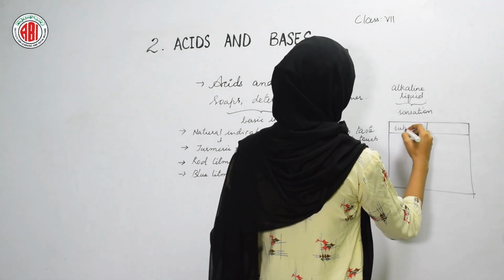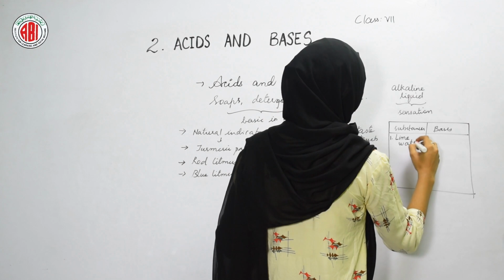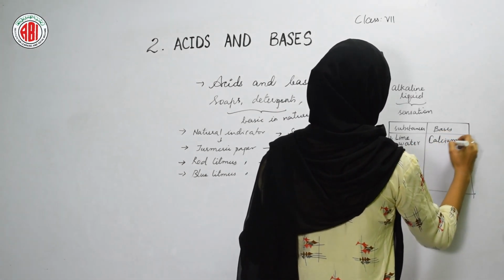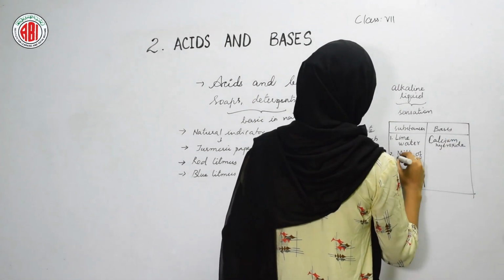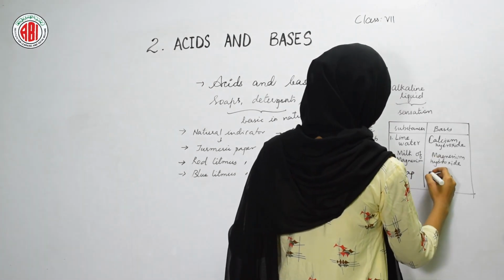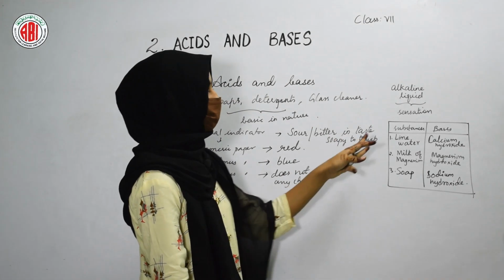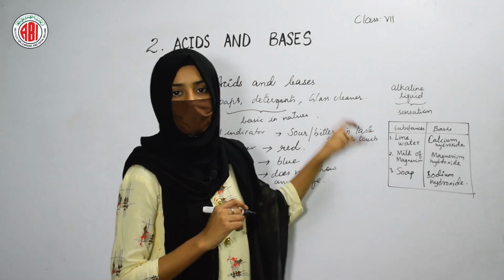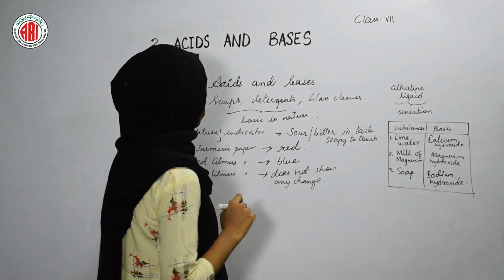Here are the substances, the bases. First thing is lime water. Lime water is a substance that contains calcium hydroxide, which is basic in nature, and milk of magnesia contains magnesium hydroxide, and soap contains sodium hydroxide. In this way, the substances show the presence of bases, and due to the presence of all these bases, they are basic in nature. So this is about the bases.